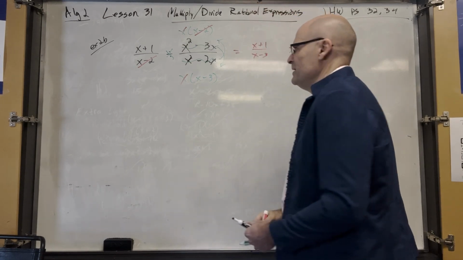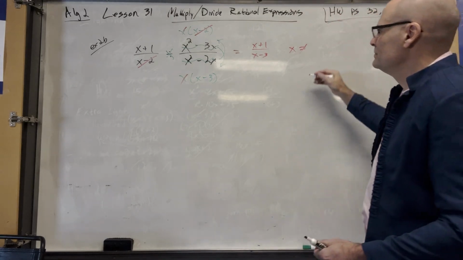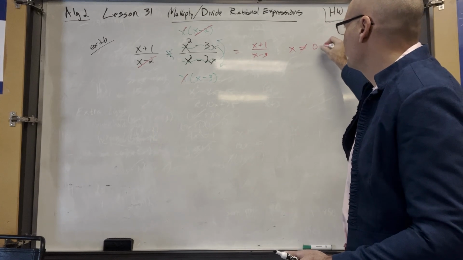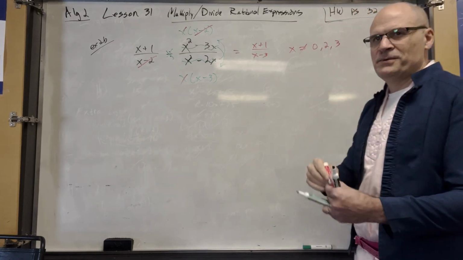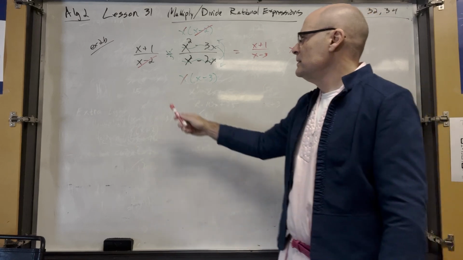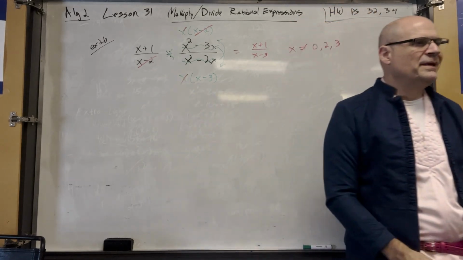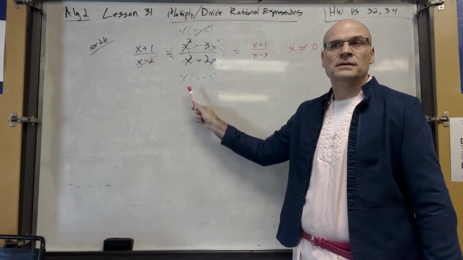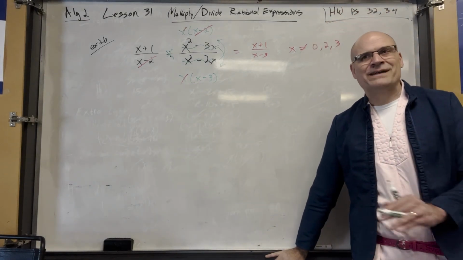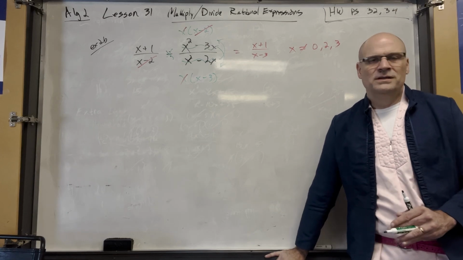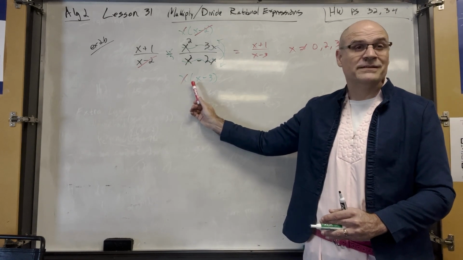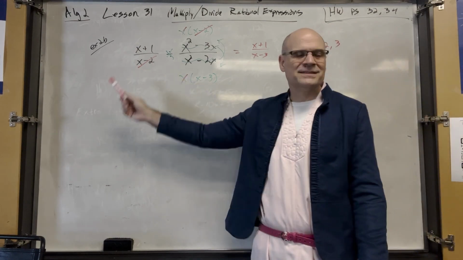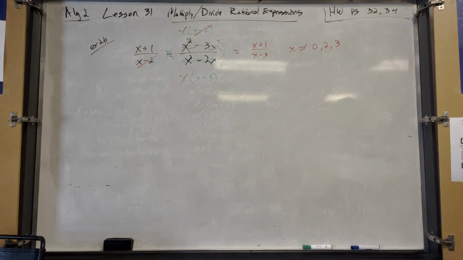What can't x be? Positive 2, positive 3, and 0. If x was 0, that would make this factor 0. So you want to make sure none of the factors would equal 0. If x is by itself as a factor, then that x can't be 0. This x can't be 3, and this x can't be 2. Okay? That's it.